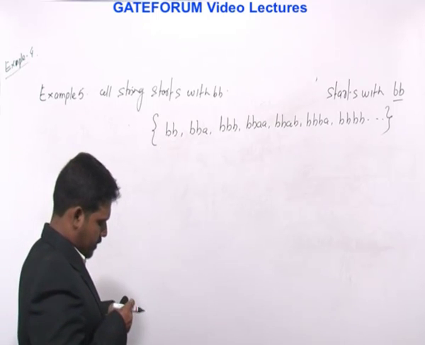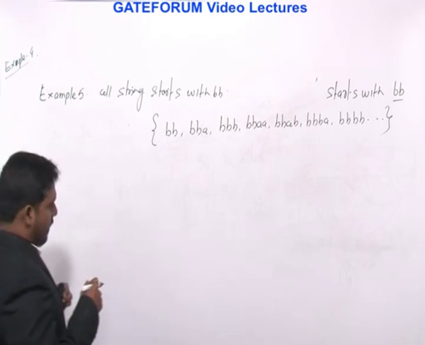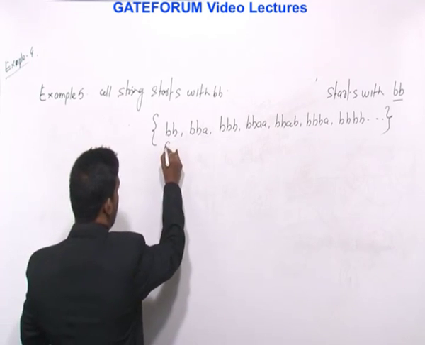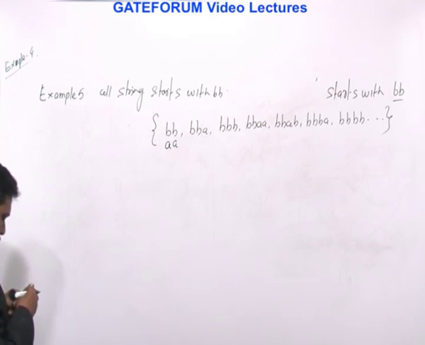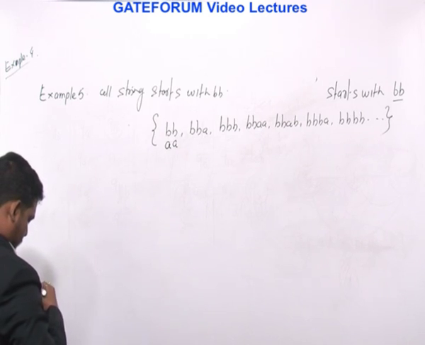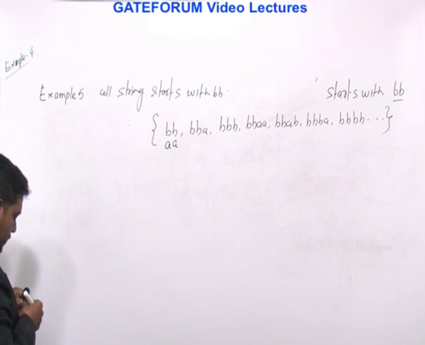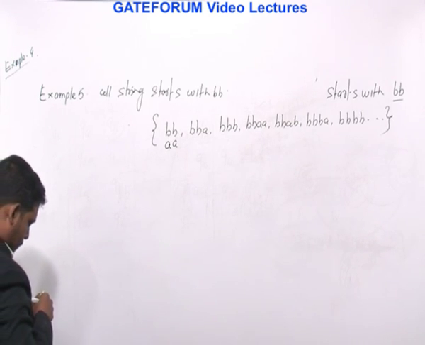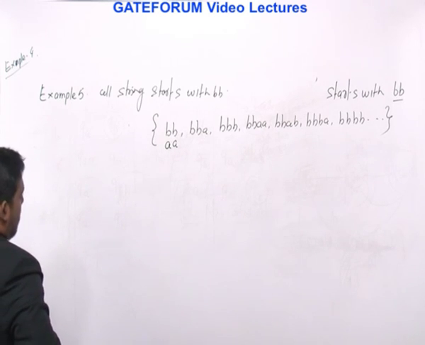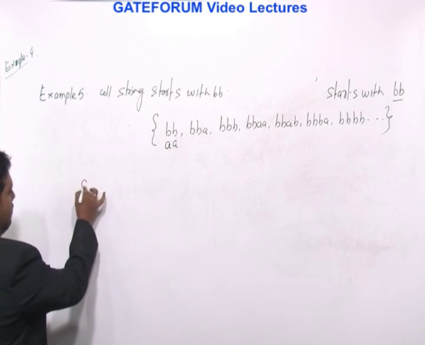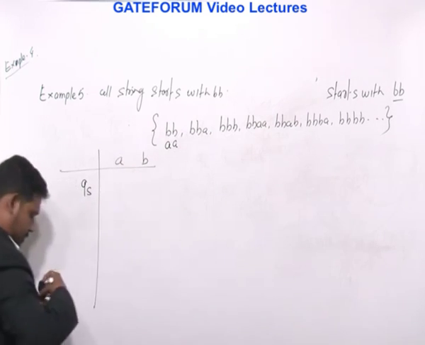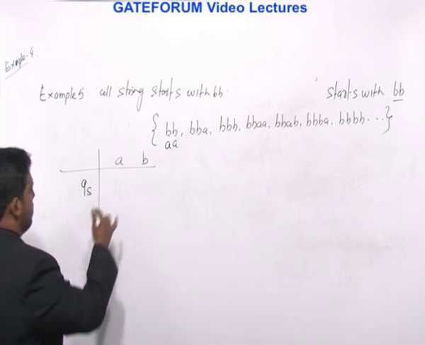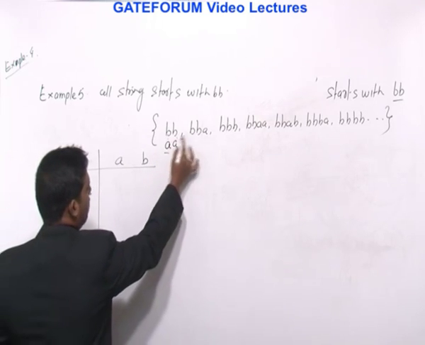So what we need to do in this case is, what is not allowed? The first alphabet A is not allowed, the second alphabet A is not allowed, and once we come to this not allowed case, then we have to create a reject state. So that is the idea of a reject state here, and the start pattern contains the reject state. Table: QS, A and B.